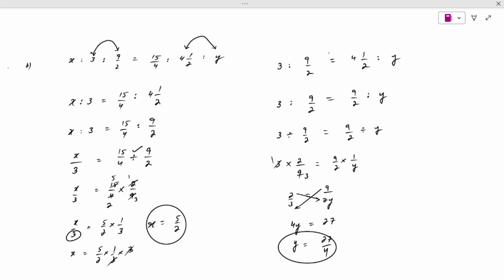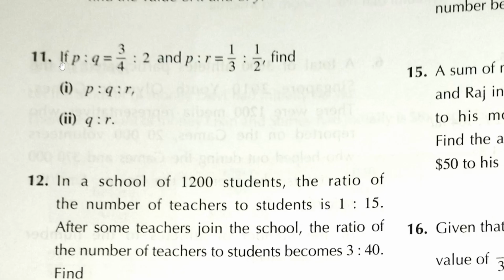Now we will solve question number 11. Question number 11 is, if P ratio Q equals 3 over 4 ratio 2 and P ratio R equals 1 over 3 ratio 1 over 2, find the continued ratio P ratio Q ratio R, and the second part is Q ratio R. Let us solve this question.